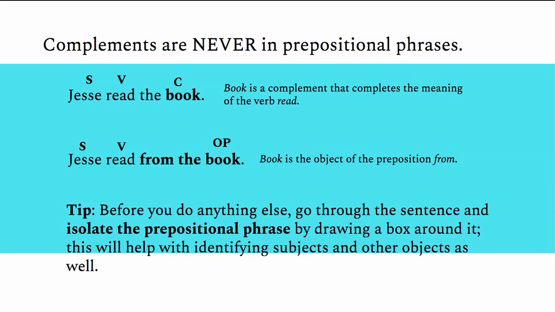This is another tip, and this actually works for identifying so many aspects of a sentence. Before you do anything else, go through the sentence and isolate the prepositional phrase by drawing a box around it. Once you do that, then you know anything in that box can't be doing another job in the sentence. If it's in that box, that means it's already the object of a preposition, which means it cannot also be the complement of a verb or the subject of a sentence or really anything else. Each word can only do one main job at a time.